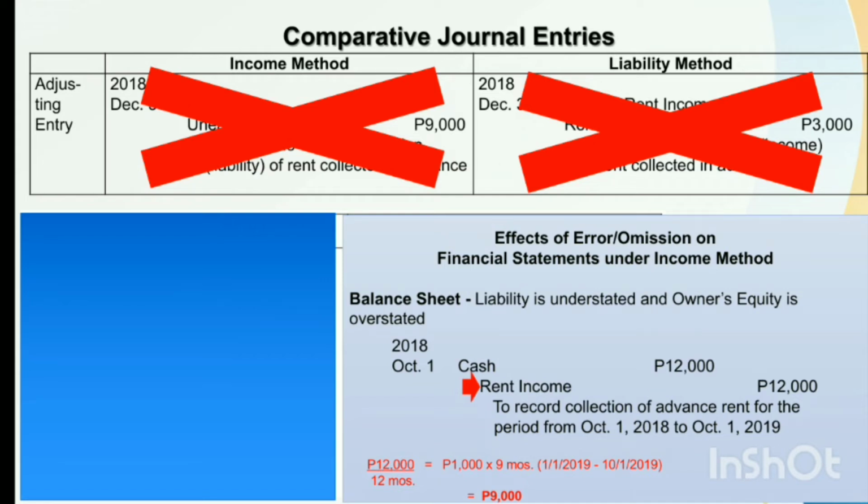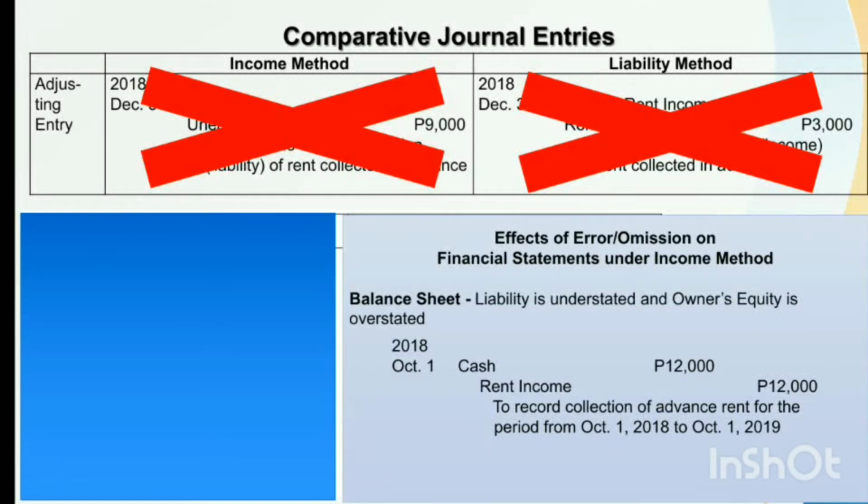So, ang mangyayari, yung liabilities is kulang or understated by 9,000. And then, for the balance sheet, if there is no adjusting entry made at the end of the accounting period, the owner's equity is overstated.